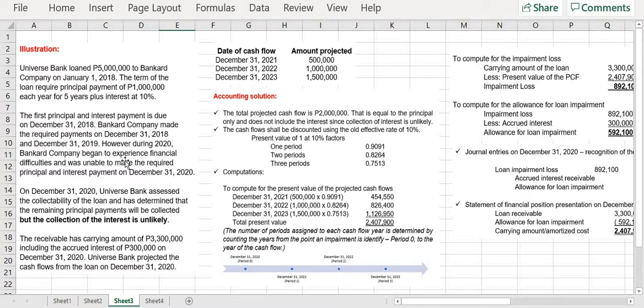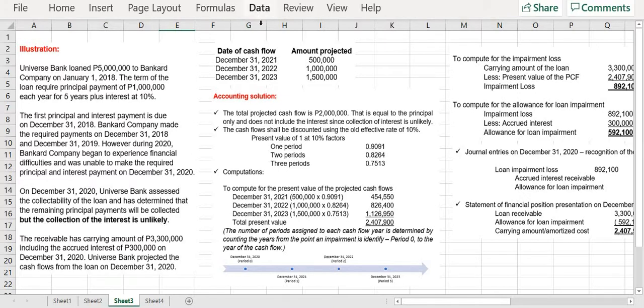Siyempre, di ba may interest yon? Okay? So, from December 31, 2019, the last payment niya, to December 31, 2020, may interest yon for 1 year. At sa 3 million, di ba, na balance na principal, that's 3 million times 10% na nominal rate. So, may 300,000 na interest, accrued interest, na hindi nabayaran ni bank card company. So, the carrying amount of the loan now is 3 million plus 300,000. Kaya may 3,300,000 na carrying amount ang loan.